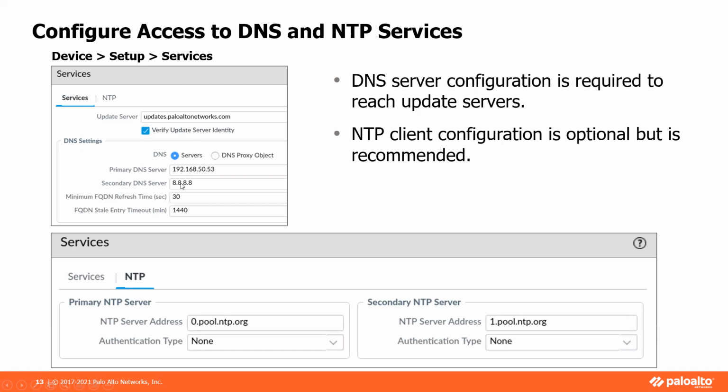Does anybody know what Quad 8s are? Google, right? Anybody know Google's alternative one? Quad 4s. Yep, Quad 4s are 4.4.2.2, I think, was another one back in the day. But yes, Quad 8s is always going to be Google's DNS server. That's a great one for you as a cybersecurity / network engineer to know. That way you can bypass any local DNS requests and that kind of stuff.